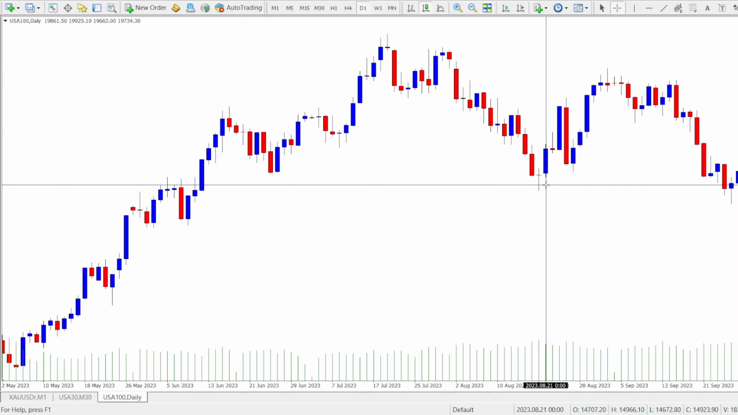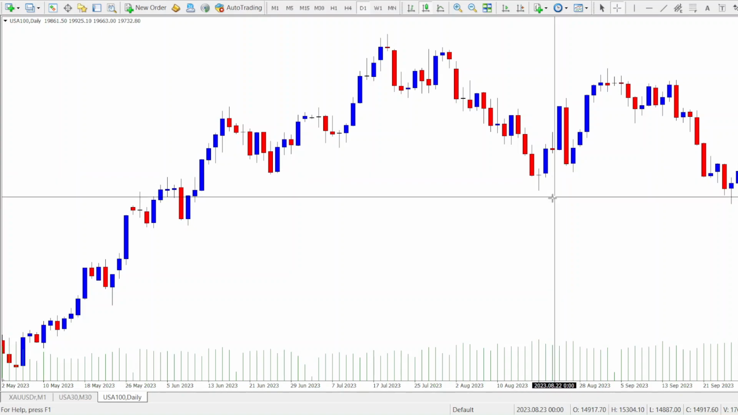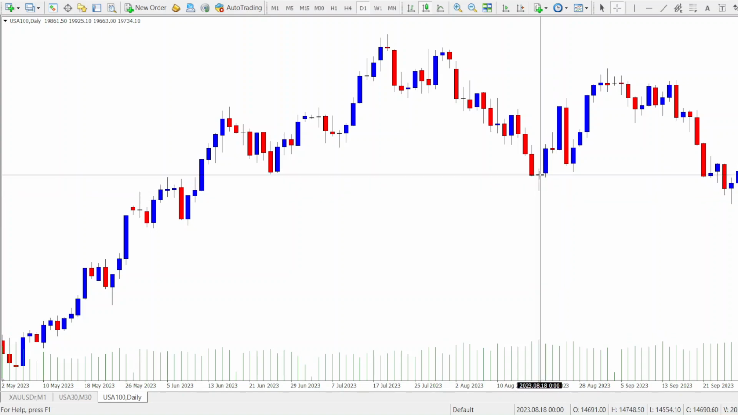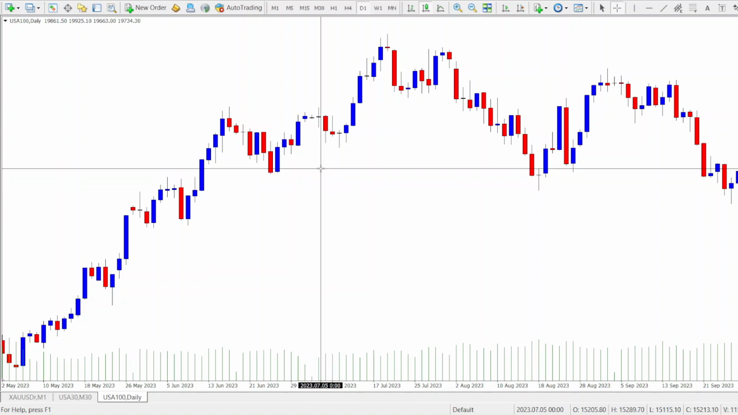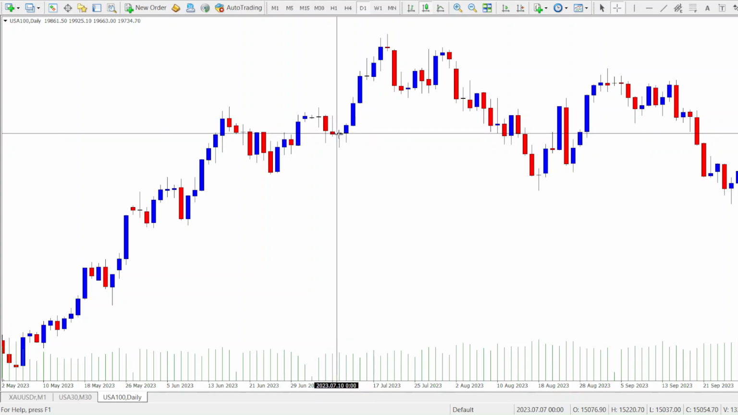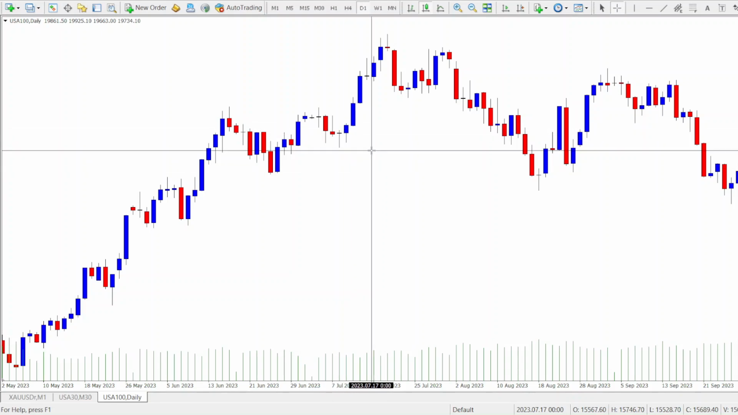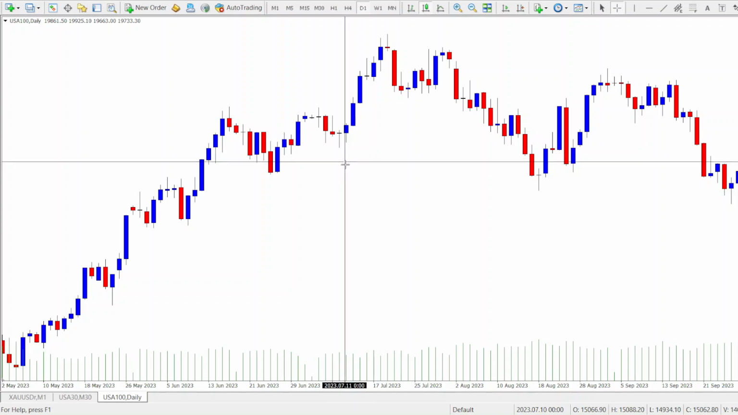There are other dragonfly dojis that have the body very close to the high of the candle. However, I think this can also serve as a dragonfly doji. This is another dragonfly doji here. You can see that the body of the candle is very close to the high of that candle.